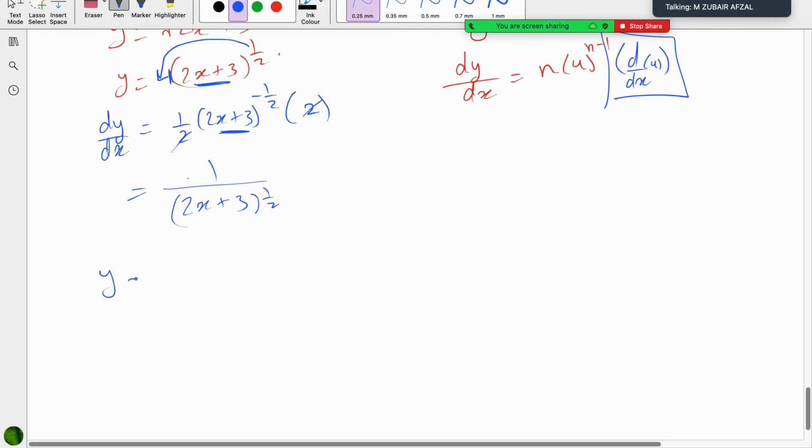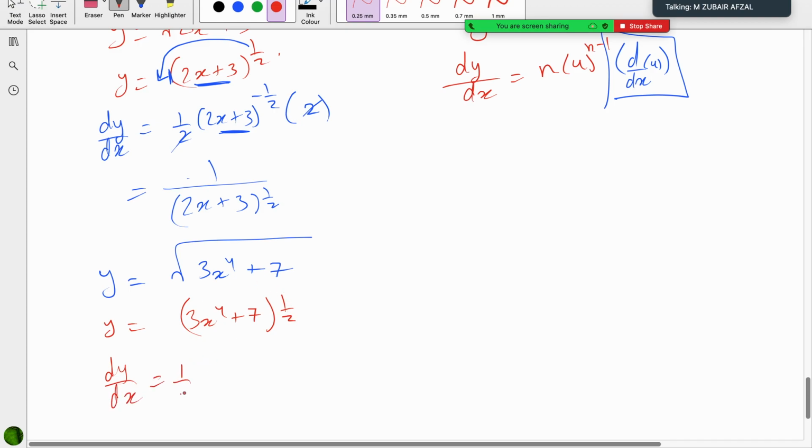If we have y is equals to square root of 3x4 plus 7. So y is equals to 3x4 plus 7 power 1 by 2. First thing. Now dy by dx. This was the simplified form. First part is bring the power down. So this is the power, multiplied the power down. Bracket stays as it is. 3x raised to power 4 plus 7. And when you subtract 1 from the power, this is negative 1 by 2.